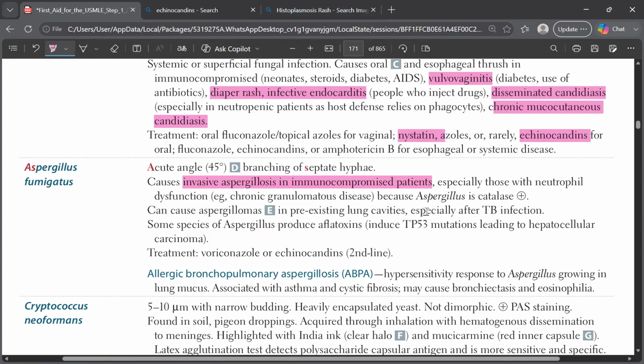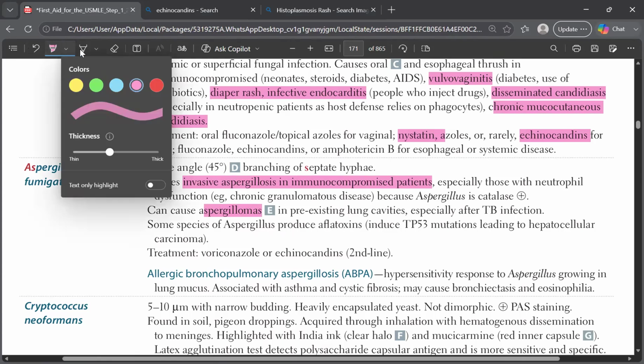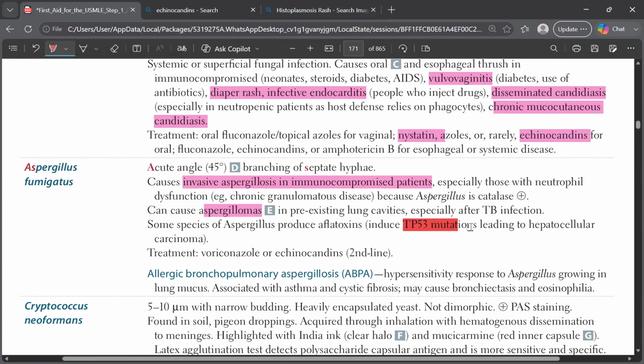Example, CGD, because Aspergillus is catalase positive. It can cause aspergillomas in pre-existing lung cavities, especially after TB infection. Some species of Aspergillus produce aflatoxins that induce TP53 mutation leading to hepatocellular carcinoma. This one is important: TP53 mutation that leads to hepatocellular carcinoma. Treatment is voriconazole, or echinocandins as second line.